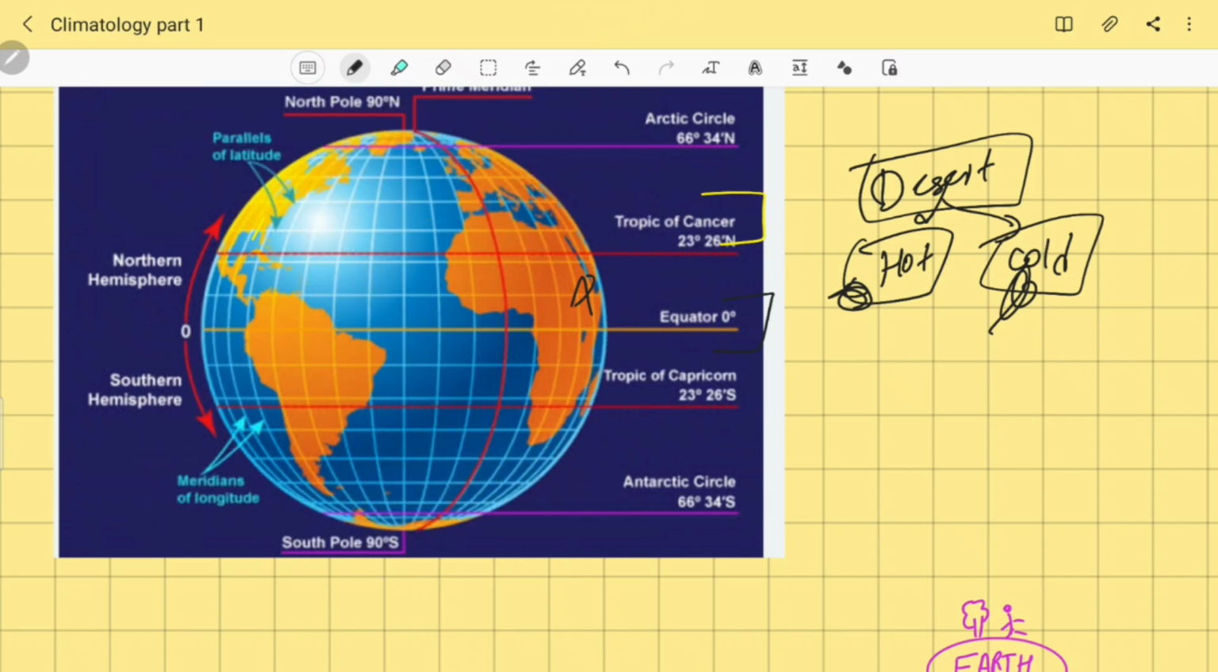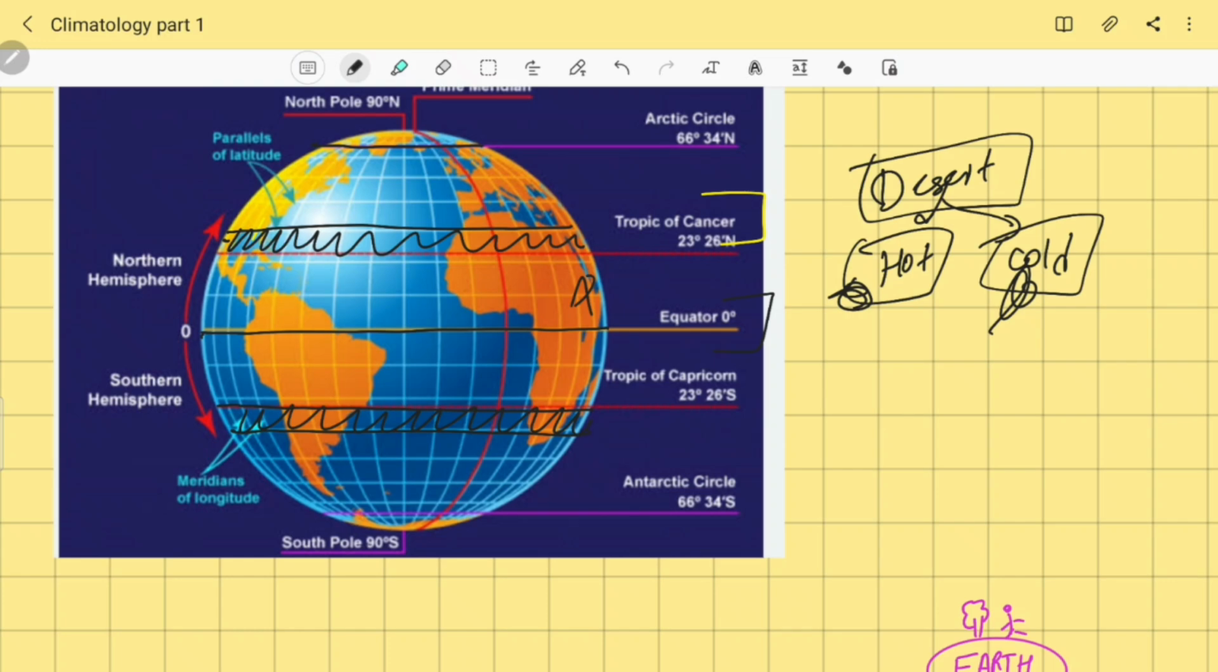Yeah, so dust particles are found in higher concentration in subtropical and temperate regions. What is subtropical region? From 23.5 degrees north till 30 degrees north is the subtropical region. Similarly, from 23.5 degrees south till 30 degrees south is also a subtropical region. So dust particles are mainly found in subtropical region and temperate region.